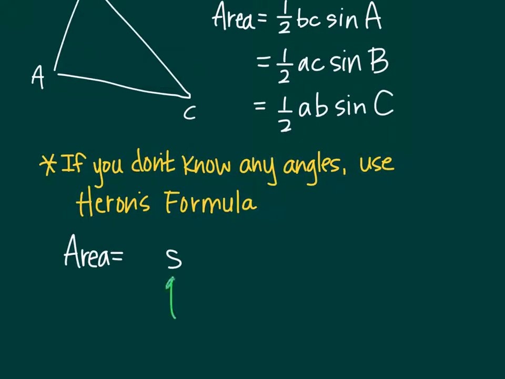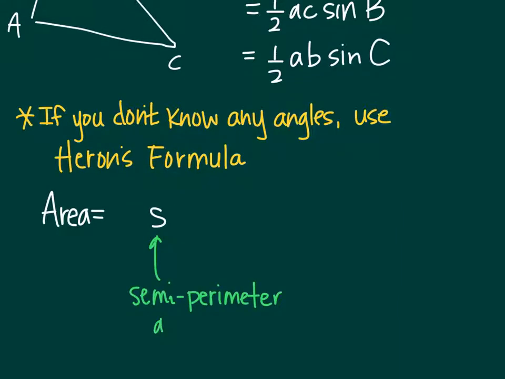So first you have to figure out that. So if you only know the sides, then first figure out the semi-perimeter. Okay, that's adding up all the sides and dividing by 2. So it's A plus B plus C divided by 2. That's what the semi-perimeter is.